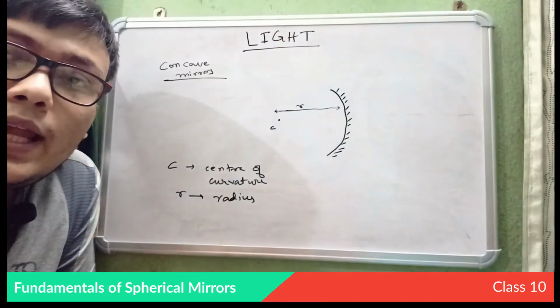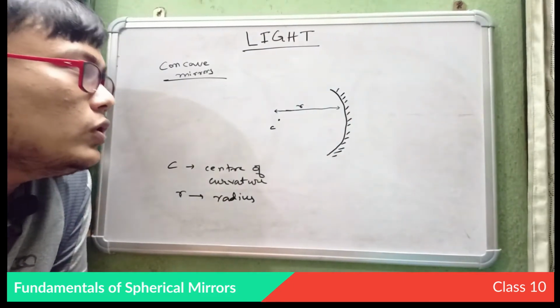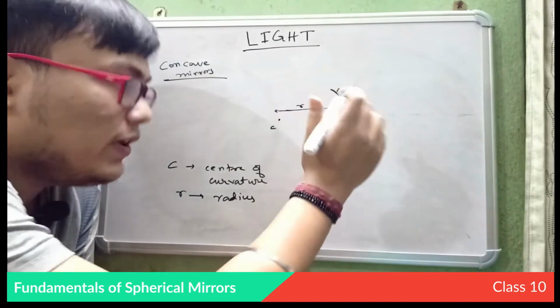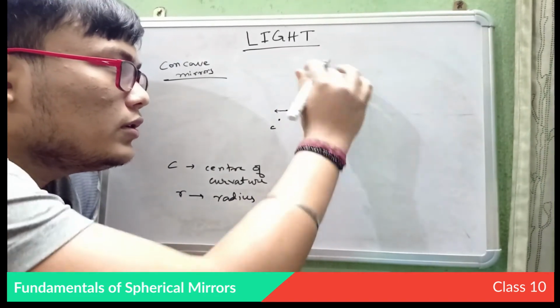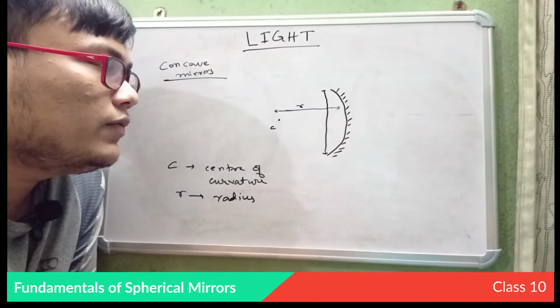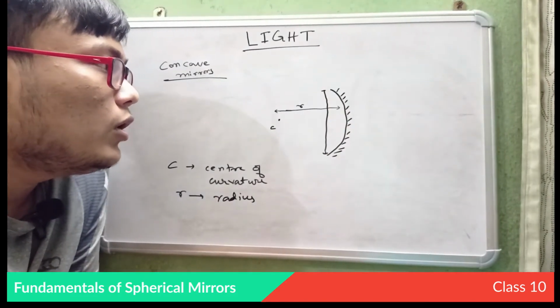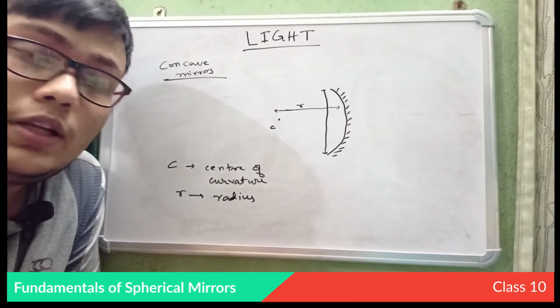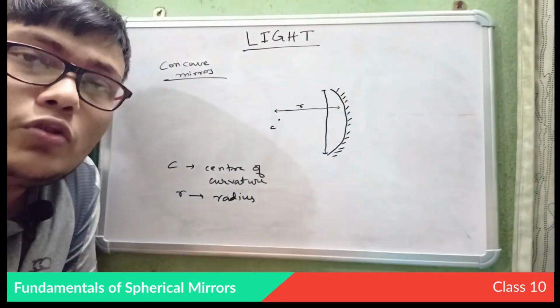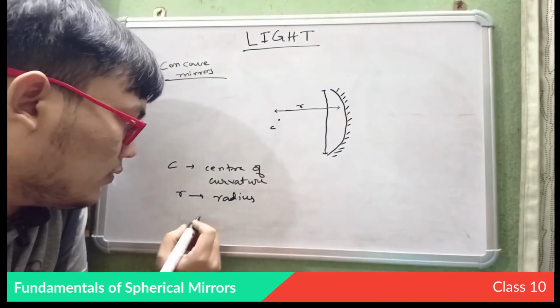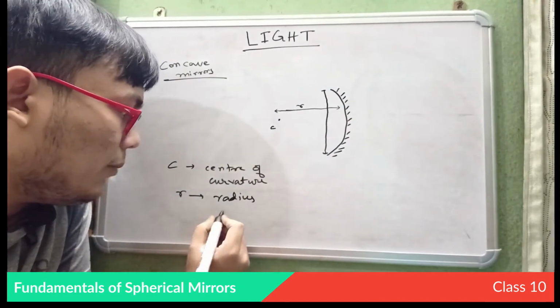Now, what is the area of the reflecting surface? The area of this reflecting surface is nothing but this area, right? This will be the area of the reflecting surface, like the area of contact of the incident ray with the mirror. This area is known as the aperture.